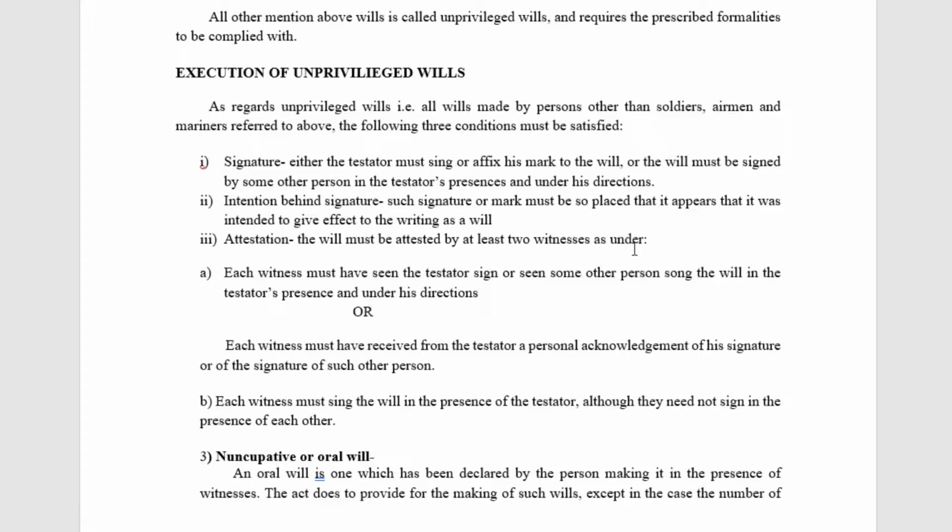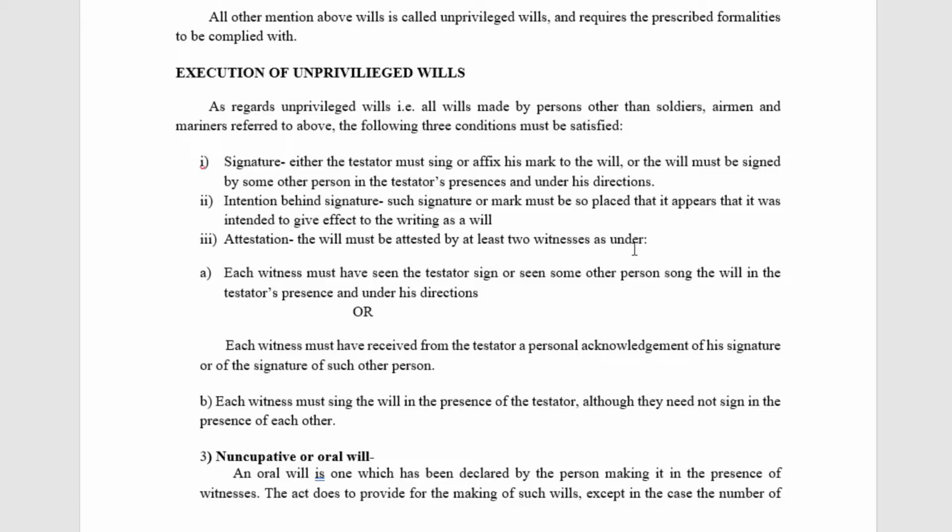Who gives his testimony with regard to devolution of the property by way of will, although they need not be signed in the presence of each other. So here the condition is that the testator should see it. The witnesses need not see each other with regard to signing the document. So that is the aspect we can see with regard to the execution of the unprivileged will.